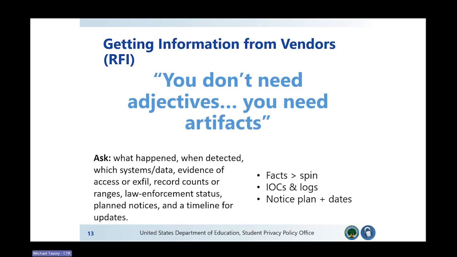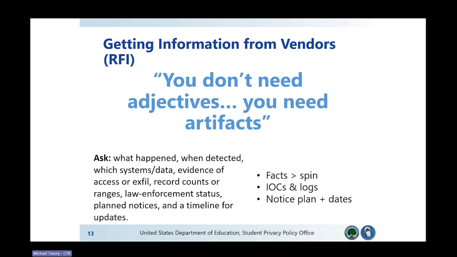So let's talk for just a second about getting information from vendors, right? A request for information, right? Now, this is going to meet with various degrees of success, right? Because oftentimes vendors are caught unawares. They don't necessarily have information to give you. But a good thing to keep in your head is that you don't need adjectives, you need artifacts, right? So marketing speak or spin does not help your constituents, the people whose data was infected, and the data that you gave to them to safeguard.